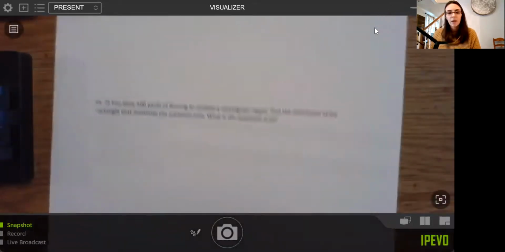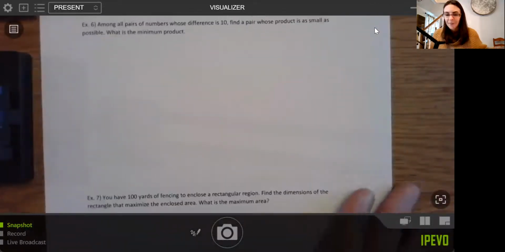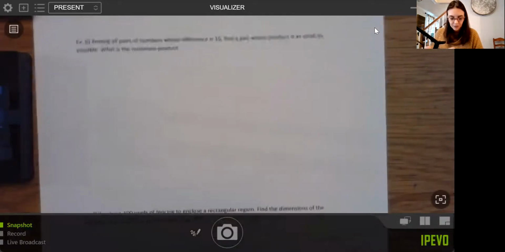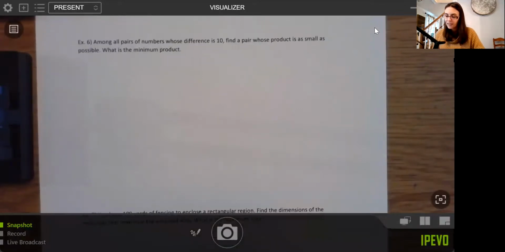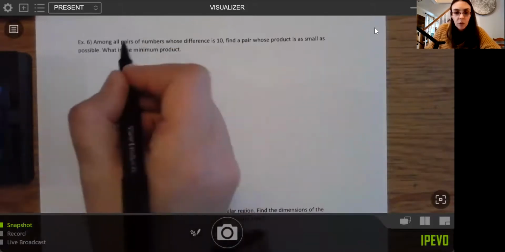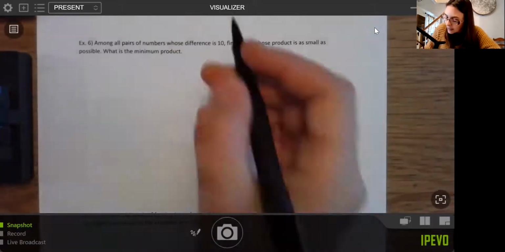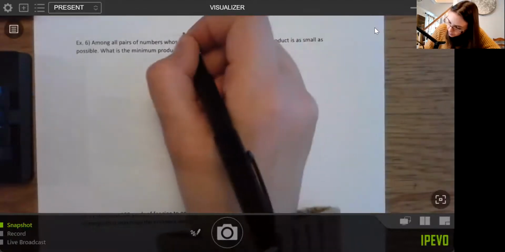All right, let's do a couple more examples. That was the hardest one we're going to do, but we still have a couple other examples that are pretty nice here as well. So example 6, among all pairs of numbers, so a pair is 2, whose difference is 10. Remember, difference means subtraction.